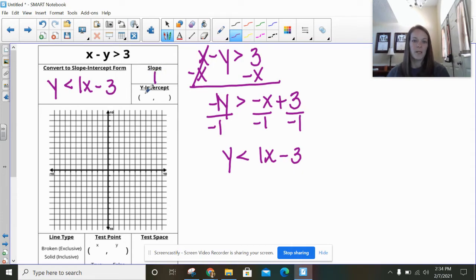So my slope is 1 here. My y-intercept is negative 3. So when I start graphing, negative 1, 2, 3 is down here. And I go up 1 and over 1. Up 1, over 1. And you just keep going.